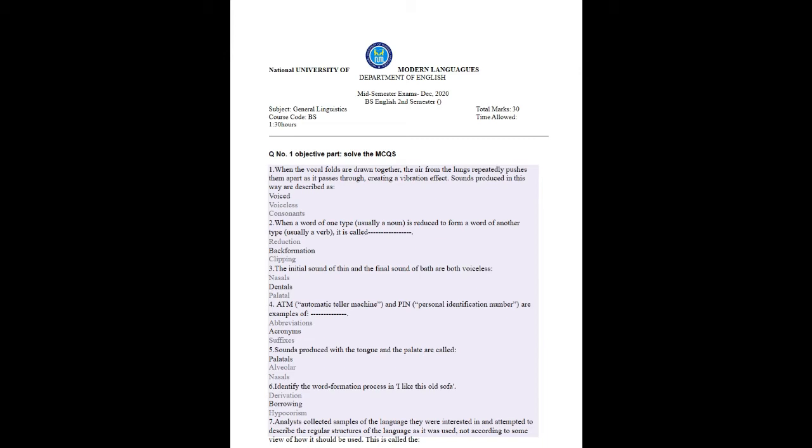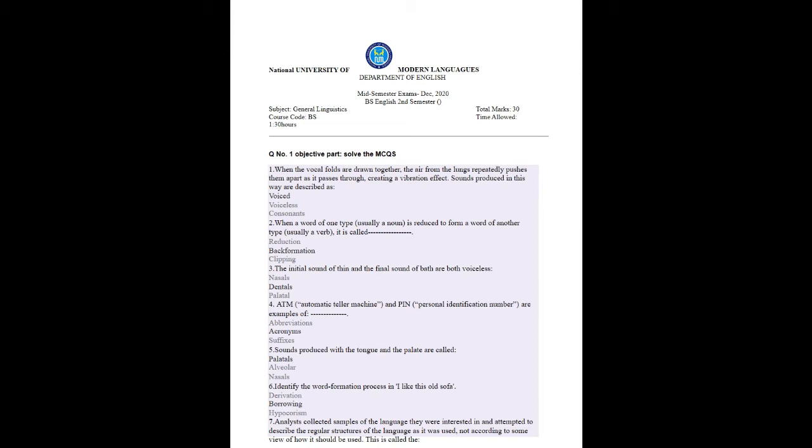Third one, the initial sound of a thin and final sound of bath are both voiceless. The option is dentals. Fourth one, ATM and PIN are examples of. So the option is acronyms. Fifth one, sounds produced with the tongue and palate are called. The option is palatals.